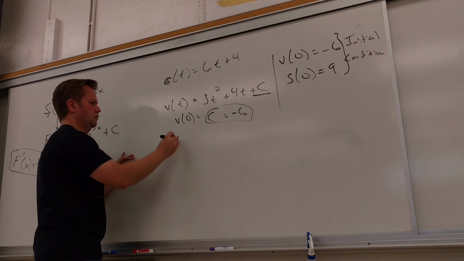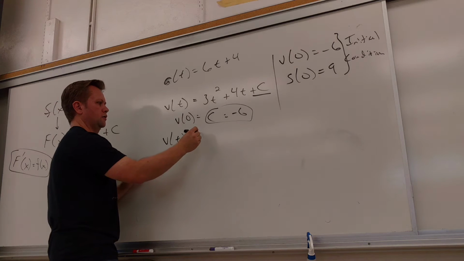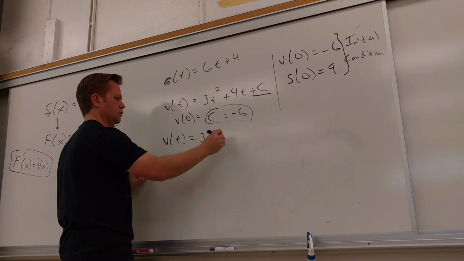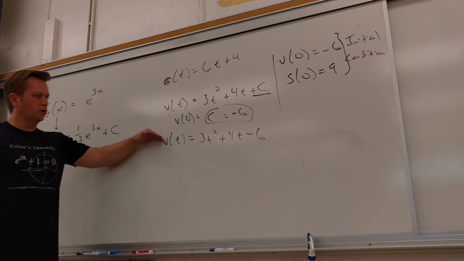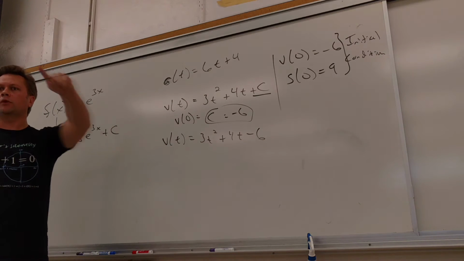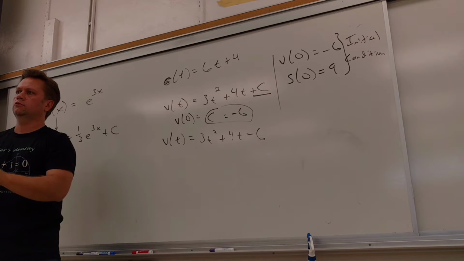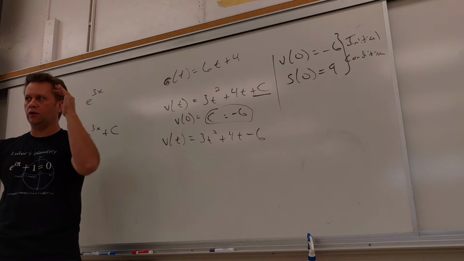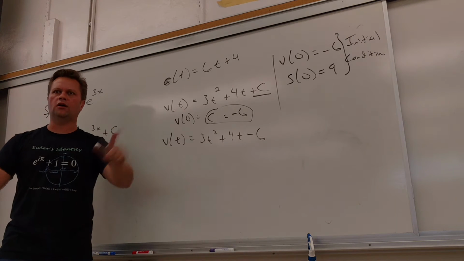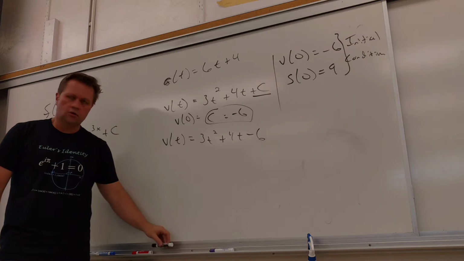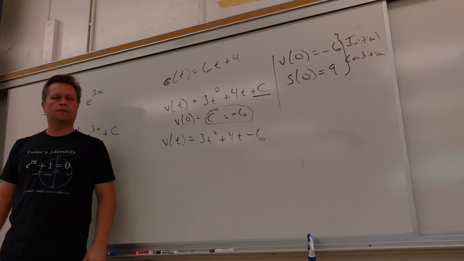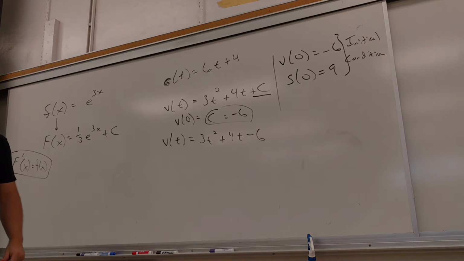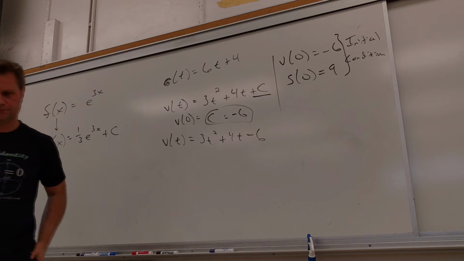So what is v of t? 3t squared plus 4t minus 6. Kick ass. And now you try to work it all the way back up to s of t. Do exactly what we just did until the end. Get what s of t is. No unknown constants. Oh, they made those nice.